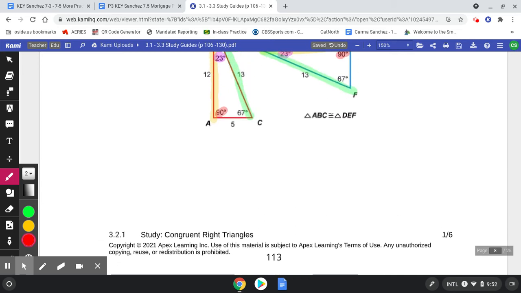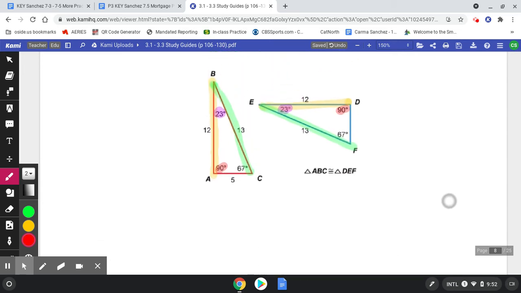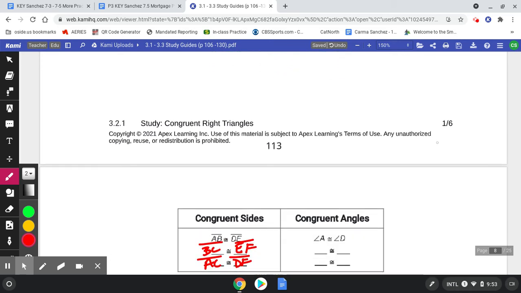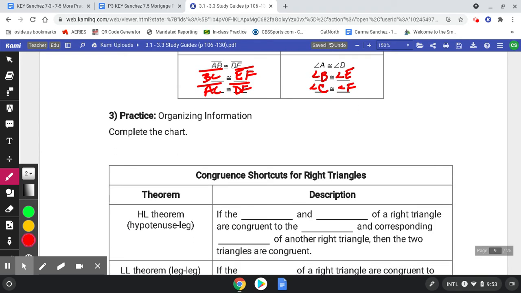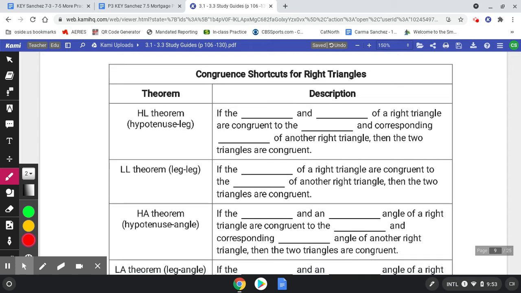Now they already did A and D for the angles, A and D. So let's go do B and E and C and F. So again, those are the congruent sides and those are the congruent angles. Let's go look at what are these shortcuts for right triangles.